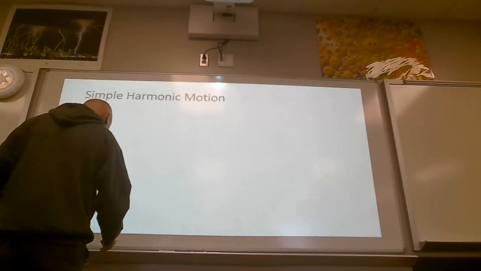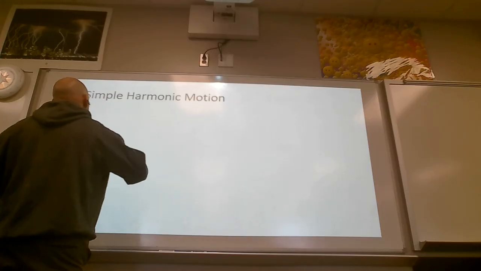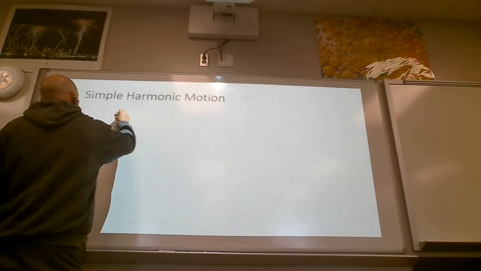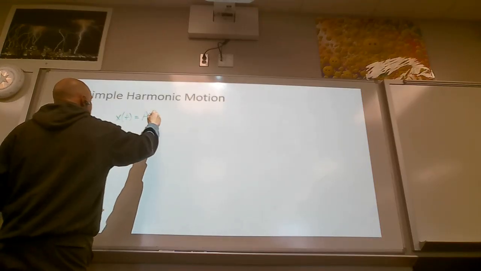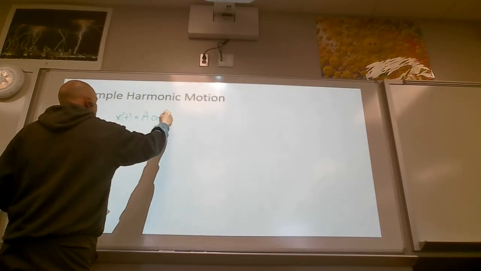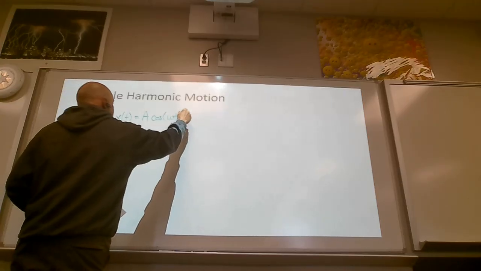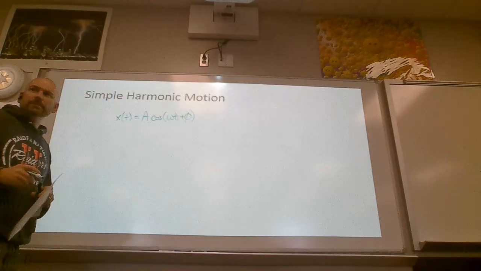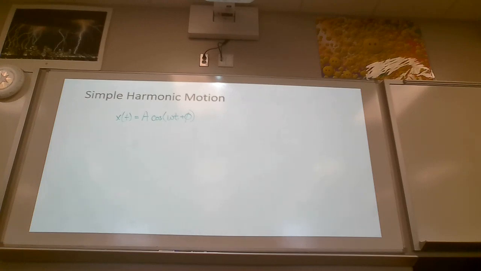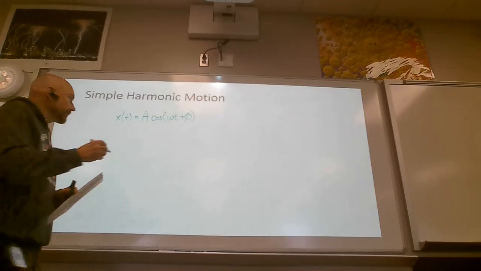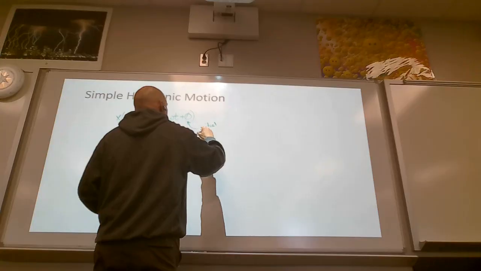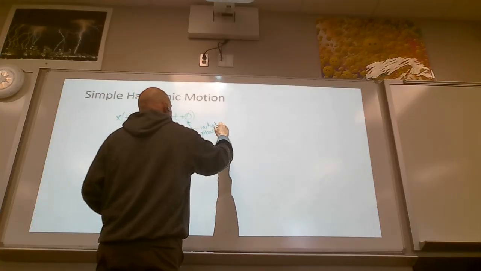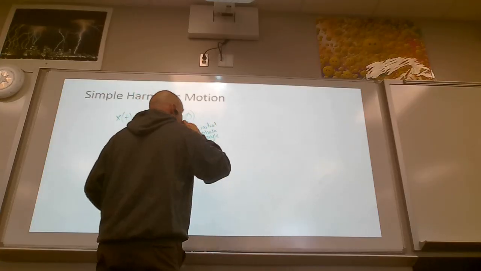Harmonic motion. You get position as a function of time. This is amplitude times the cosine of omega t plus some initial phase angle. You got it. This is the initial phase angle.